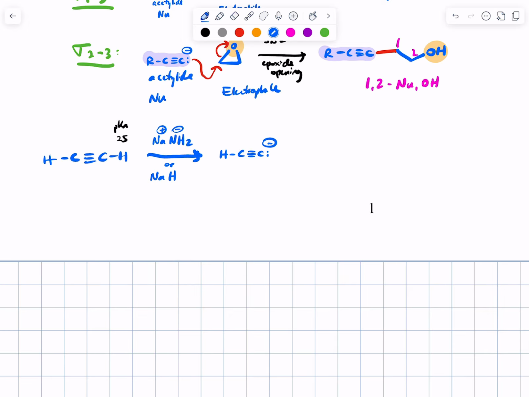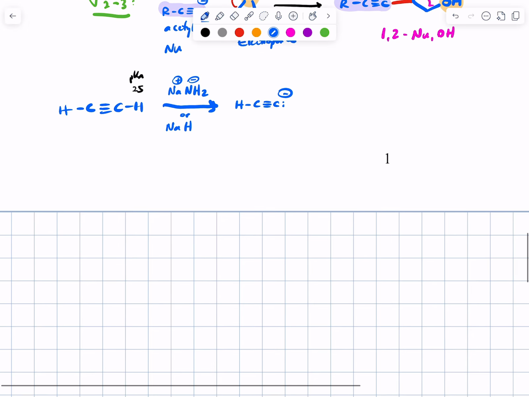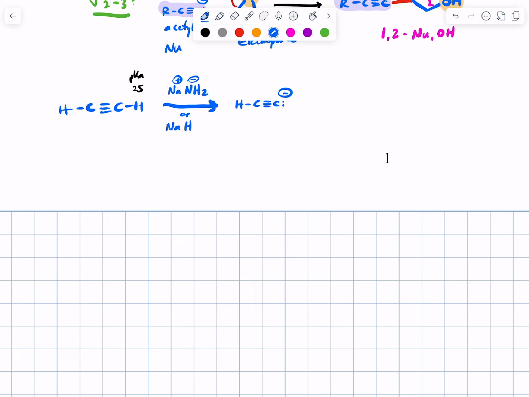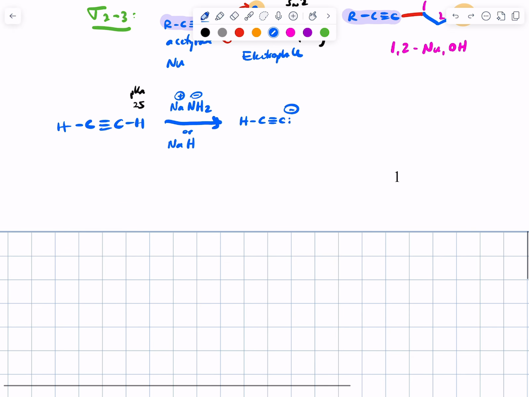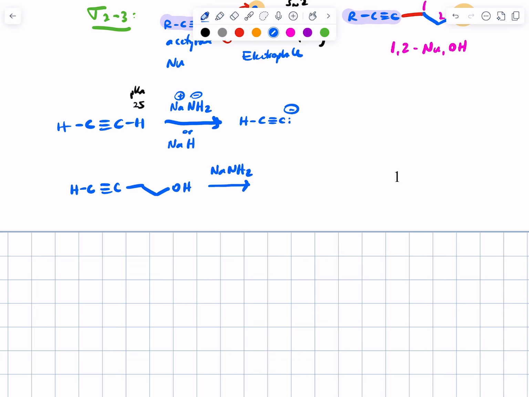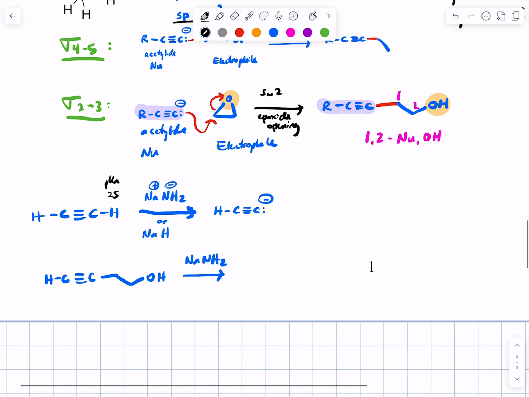Now, can you think of a problem with trying this? Suppose we tried to do the 2,3 reaction first. That would have given us this product where we've got the alcohol, and then we still have a proton on our alkyne. And then suppose I try to use this base and I want to deprotonate the alkyne. What's the big problem? It's going to deprotonate the alcohol.